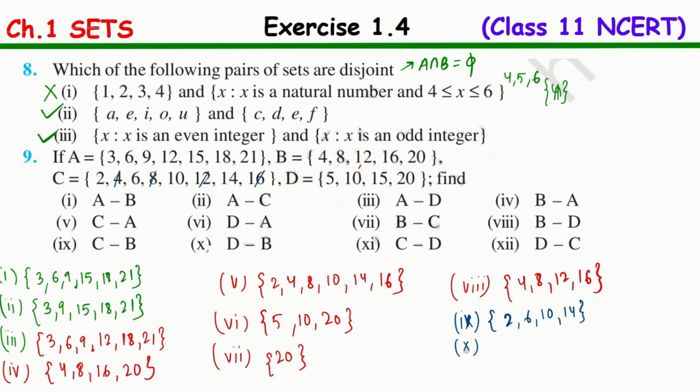10th part says remove B from D. So we have to remove 4, 8, 12, 16 and 20. Only 20 is removed. So we're left with 5, 10 and 15.